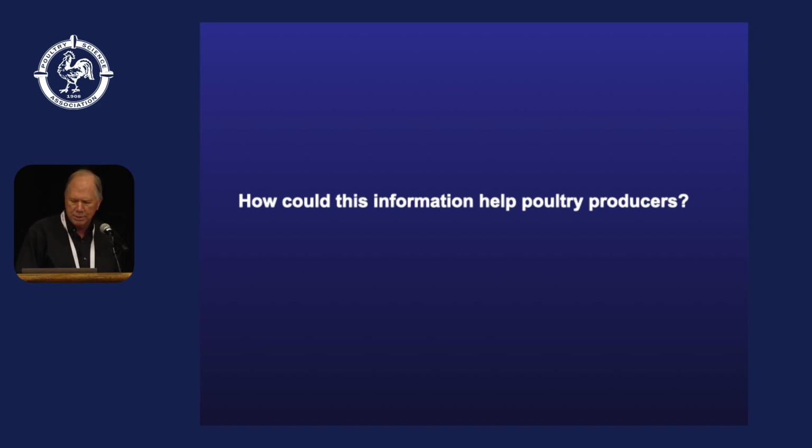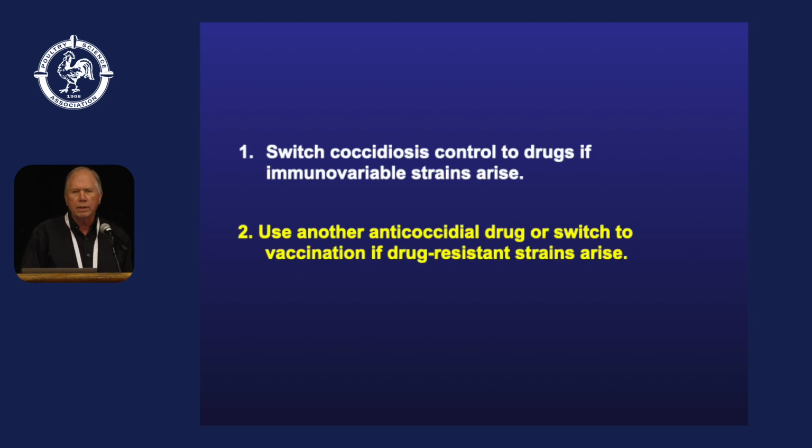how is this information helpful to us in growing chickens? There are a number of ways this could be used. One is you could switch coccidiosis controls to drugs if immunovariable strains are rising. You could also use another anticoccidial drug or switch to vaccination if drug-resistant strains arise.